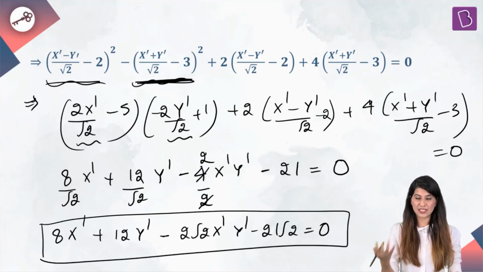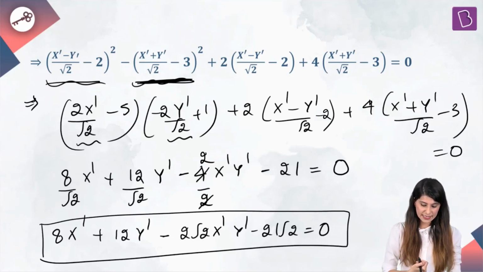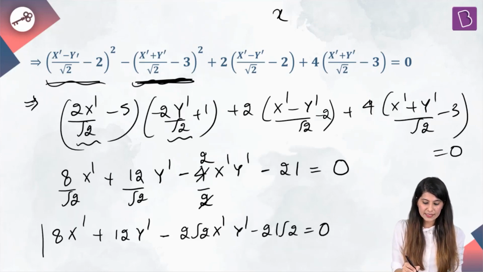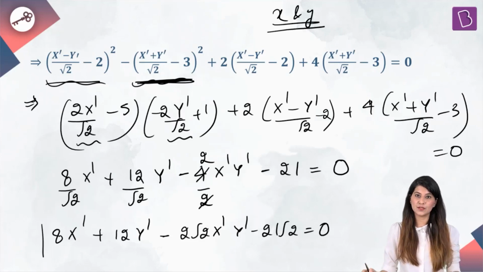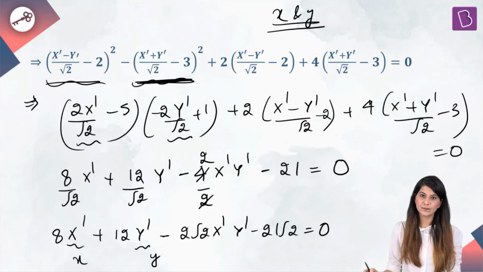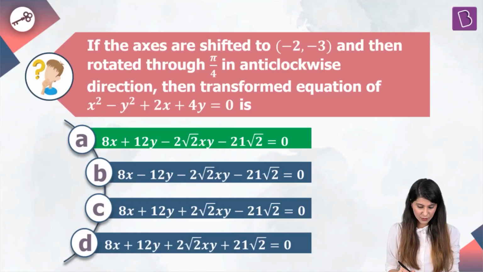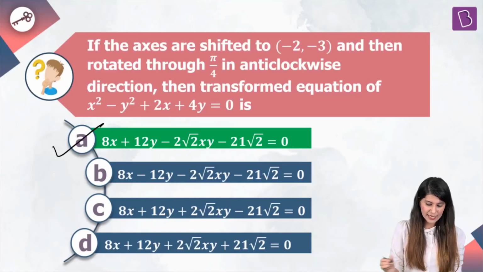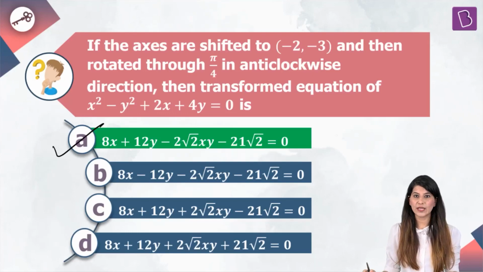Now, if you match with the options, what you can see in the options is that small x and small y is used. That is pretty okay. No problem. We just need to replace this x dash and y dash by x and y. Okay, if I do that, we'll get option A as the correct answer. Okay, got it?